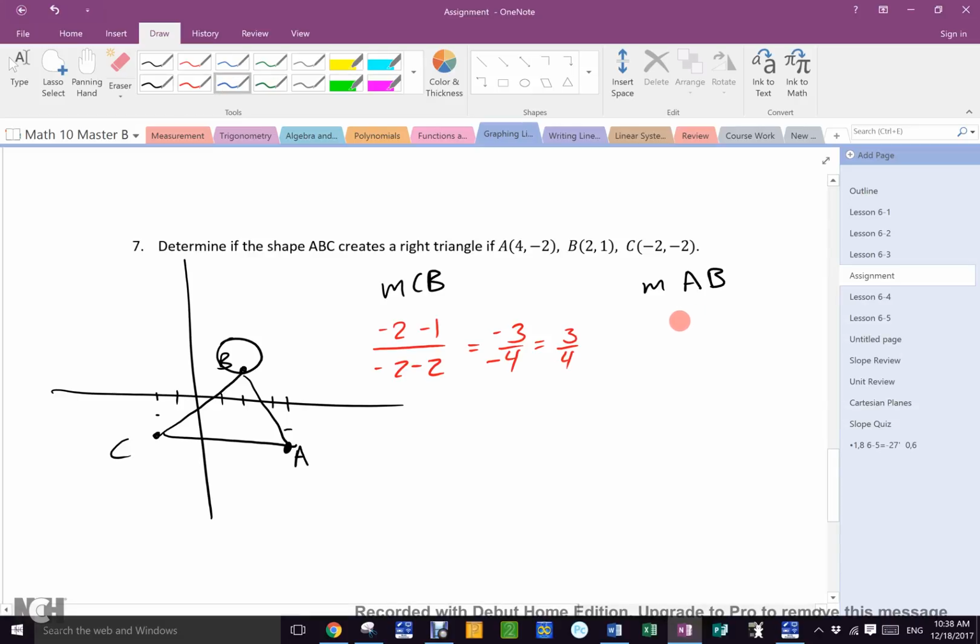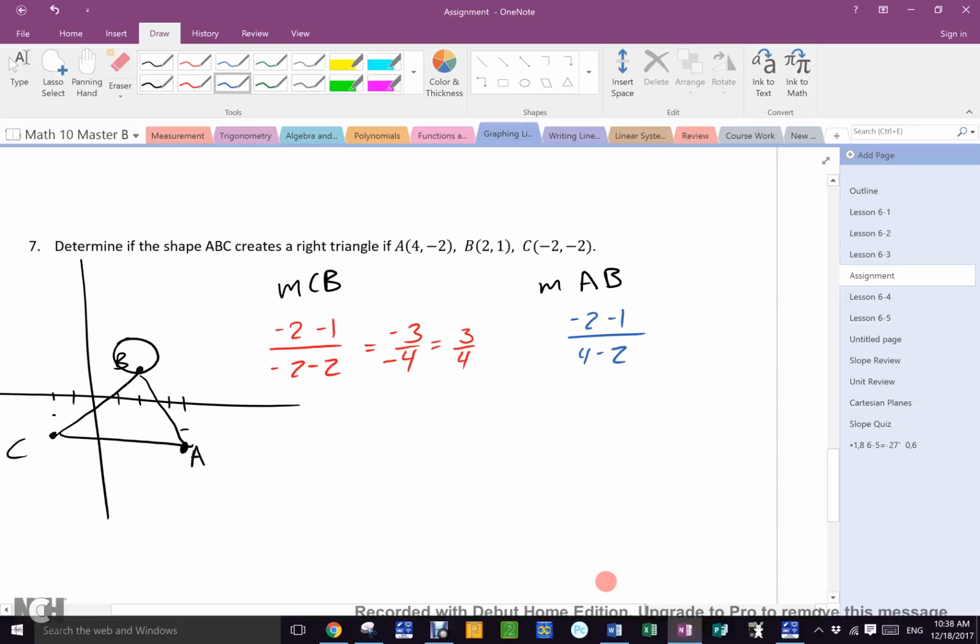And then I check AB, which is negative 2 minus 1 over 4 minus 2. What's negative 2 minus 1? Negative 3 over 4 minus 2? 2. Are those negative reciprocals? No. So is this a right triangle? No.